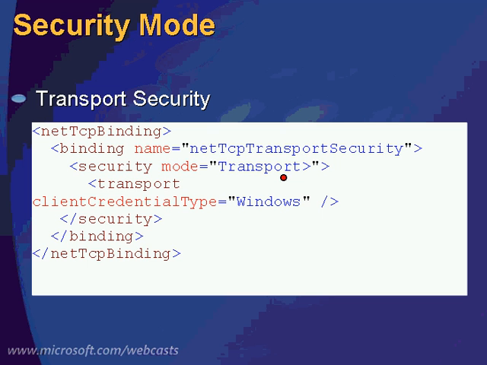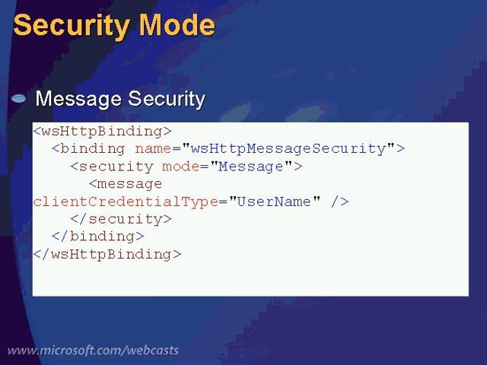Notice that security mode transport means that I'm working with transport security settings, which means anything I put in client credential type here is what will be used to configure the channel. By comparison, if I use message security settings, then it's the message section that should be populated. You can populate both sections, but only one will be used. The other will be ignored because of this mode setting.